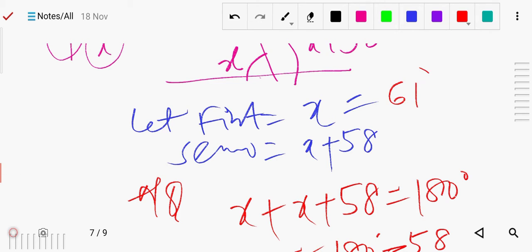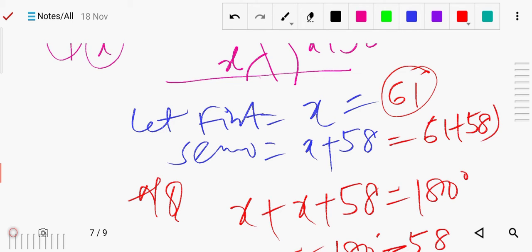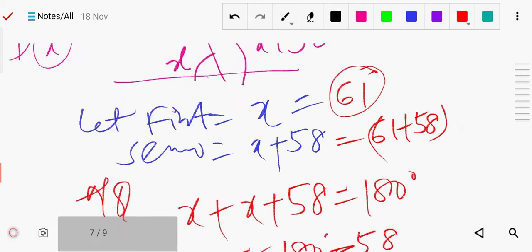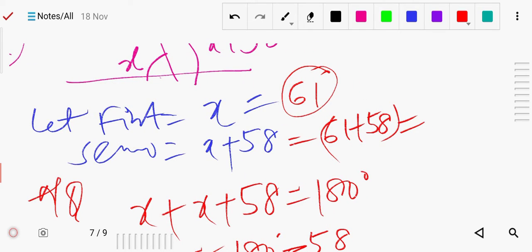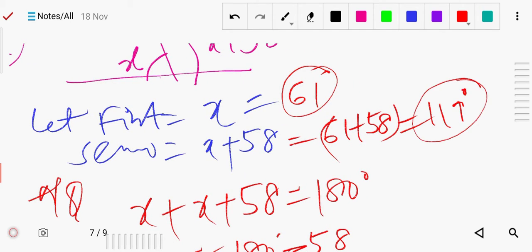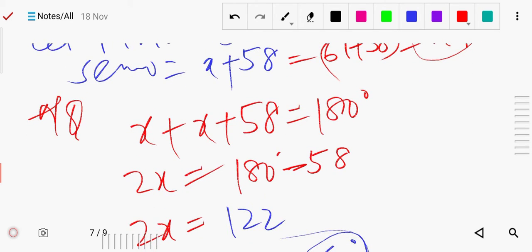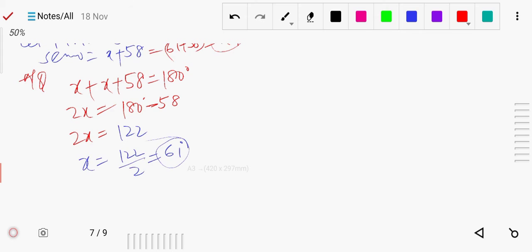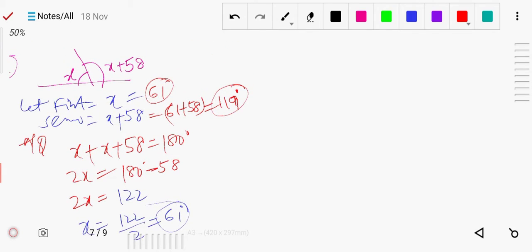It will be 61 degree, and another one will be 61 plus 58. So you can add these two, so it will be 119 degree. Okay, so it is exactly the same as that, only there it was complementary, here it is supplementary. Same method you have to do. Okay, you can do it.